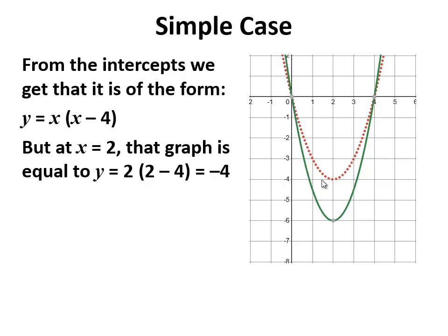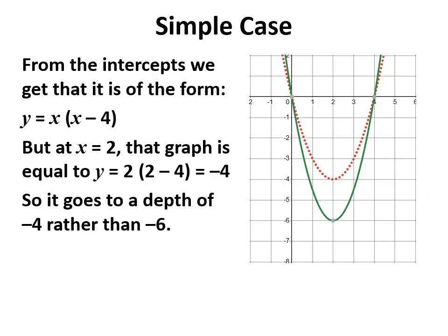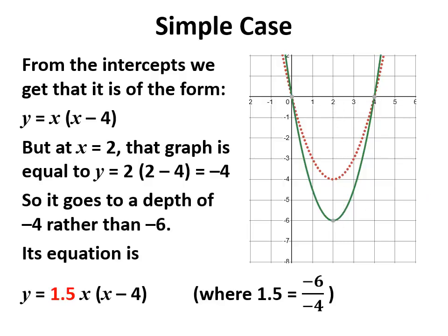So this is what the red dotted line is, what y equals x, x minus 4 actually looks like, and ours is a little bit deeper. In fact, it's gone from 4 to 6. So its equation is the 6 over the 4. What it is over what it would be in general form gives us 1.5. So that's the equation of the green line, y equals 1.5x, x minus 4.